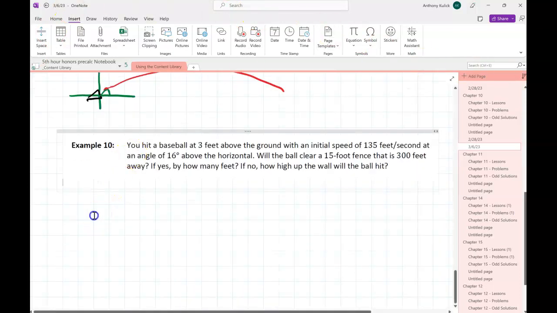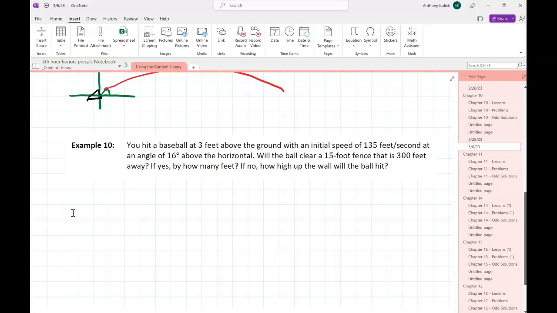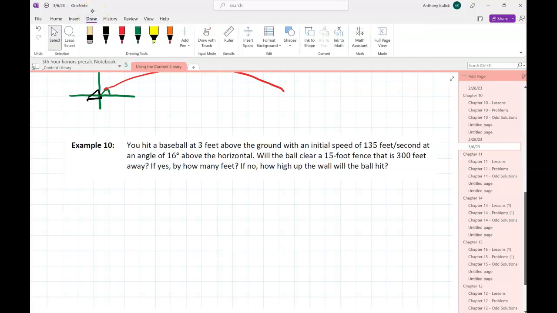All right, let's look at this example. You hit a baseball that's 3 feet above the ground with an initial speed of 135 feet per second and an angle of 16 degrees above the horizontal. Will the ball clear a 15-foot fence that is 300 feet away? If yes, by how many feet? If no, how high up the wall will the ball hit?